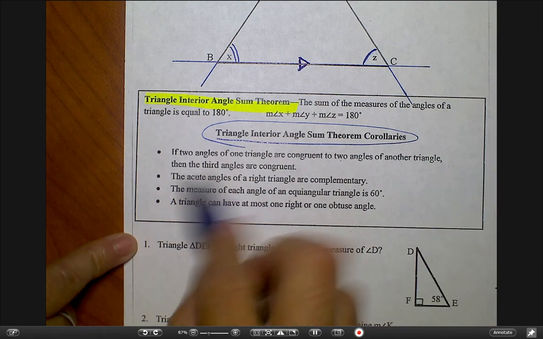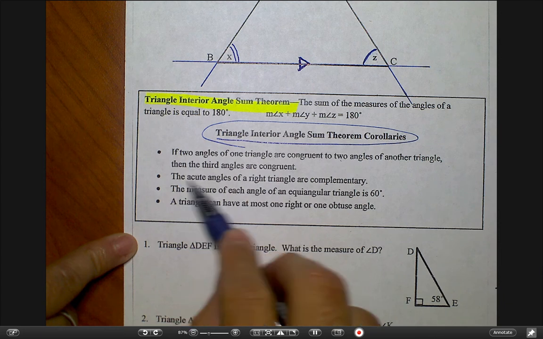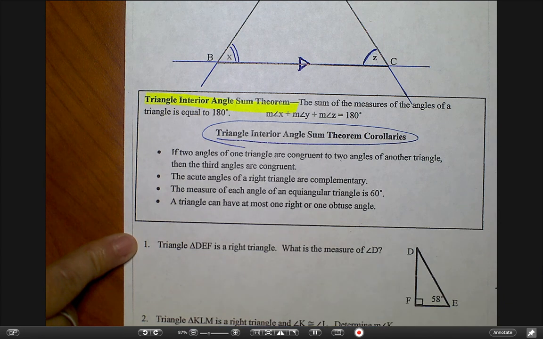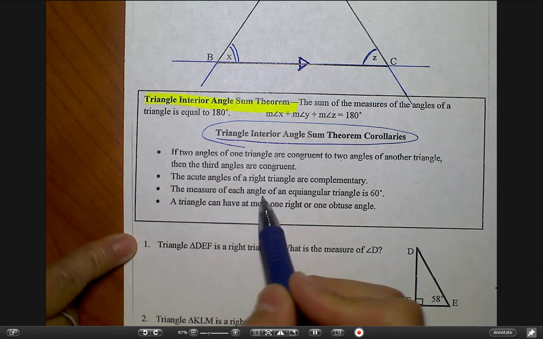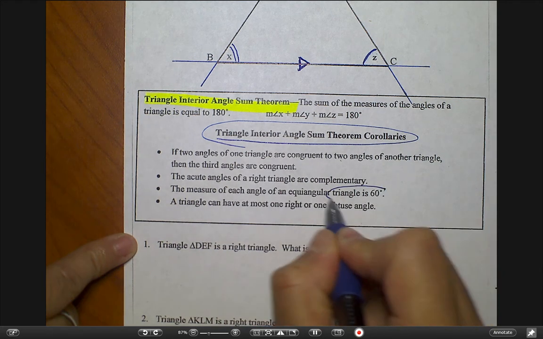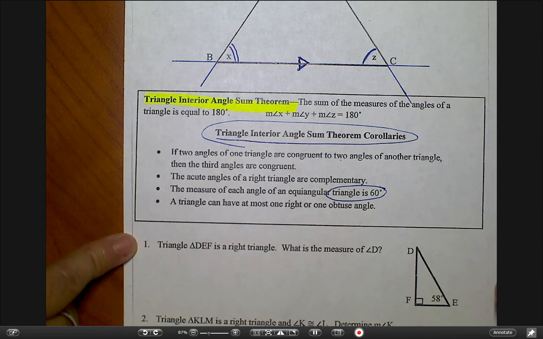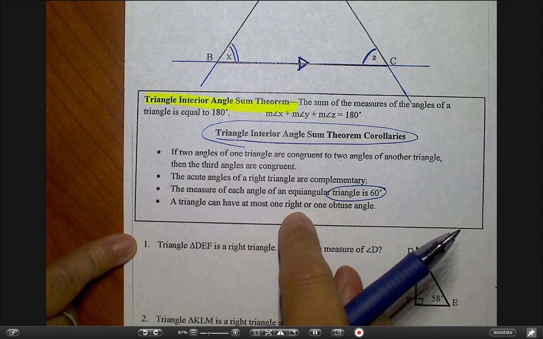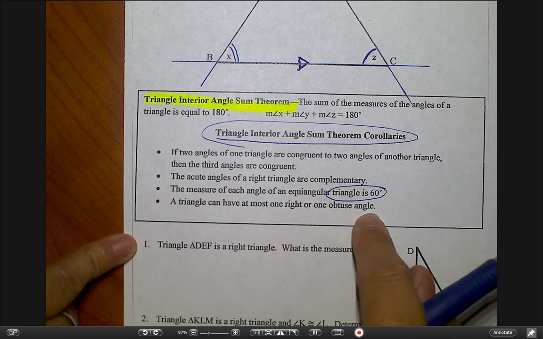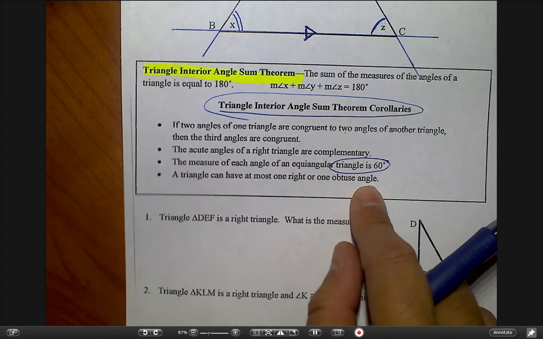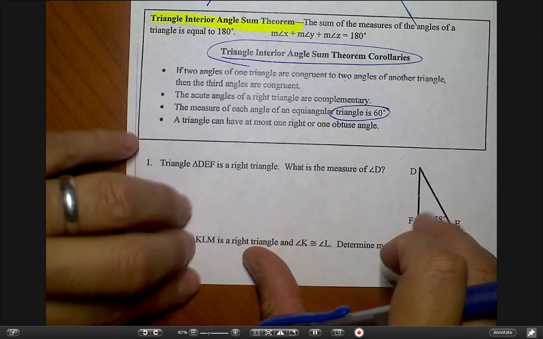So the next one is the acute angles of a right triangle are complementary. The measure of each angle in an equiangular triangle is 60. We've already done this one. That one's in our handy dandy notes. A triangle can have at most one right or one obtuse angle. We talked about that when we were doing our vocabulary notes, right? Okay, so now let's look at this information right here.